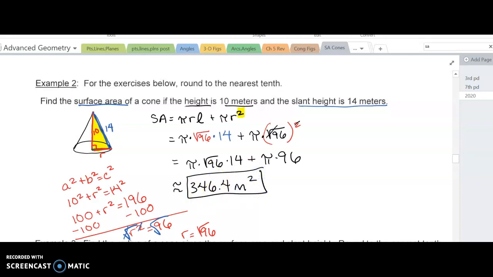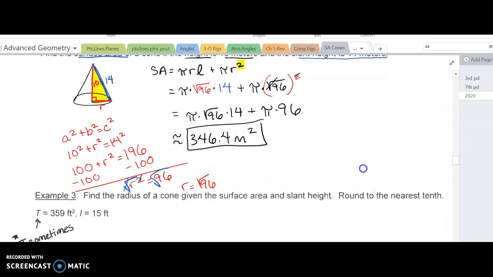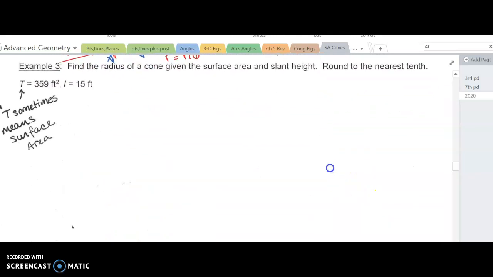All right, so let's look at one more. Find the radius of a cone given the surface area and slant height. And you know what? Actually, this video is getting a little long, so I think I'm going to pause this one and I'll see you in the next video.